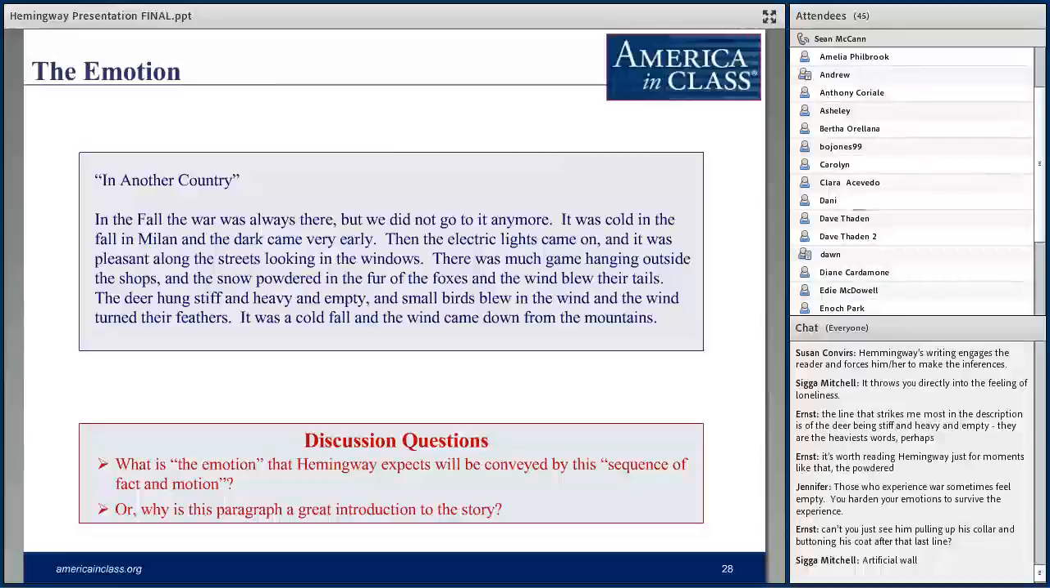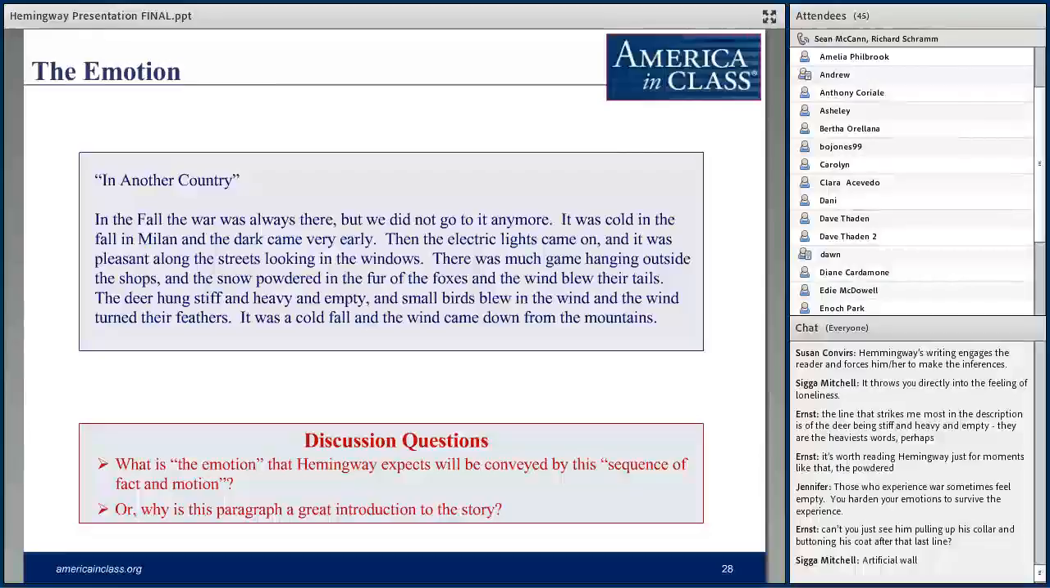Yeah, and the stories resonate among themselves. I mean, this resonates with "A Way You'll Never Be," and it also resonates with "A Clean, Well-Lighted Place." I mean, those electric lights pushing against the darkness. Yeah, he really did teach us how to read his fiction.